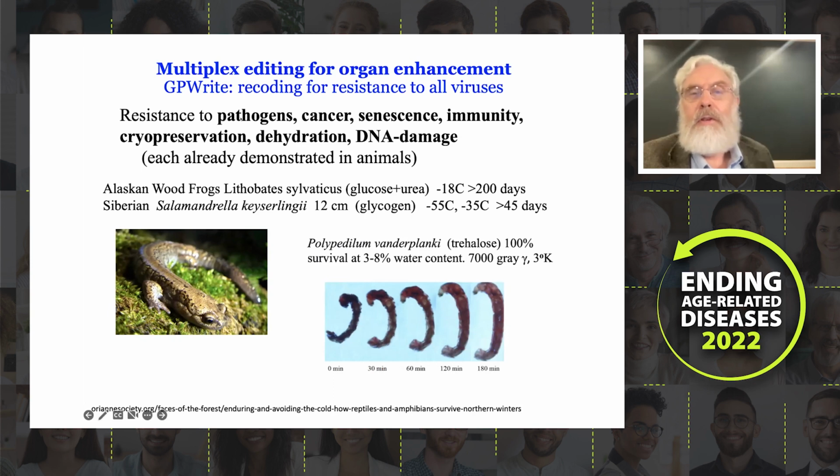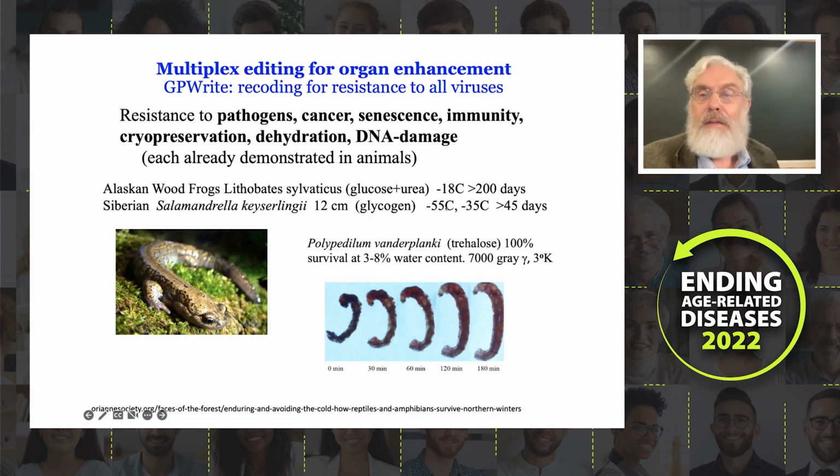I already mentioned resistance to viruses, but we also know in certain cases in animals how to make them resistant to cancer, senescence, cryopreservation, DNA damage, and so forth. And I just want to quickly walk you through this. So here's a 12-centimeter long vertebrate that can drop down to minus 55 degrees for considerable periods of time. And I'm not even sure we really explored the full extremes of temperature.